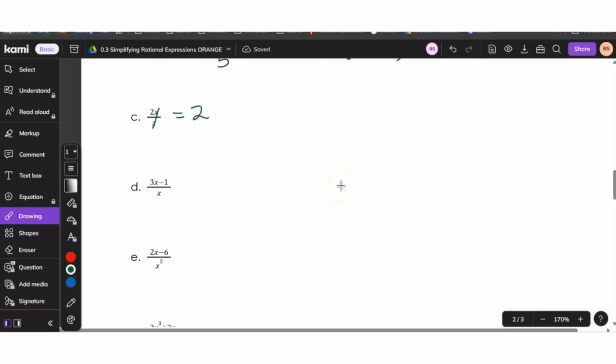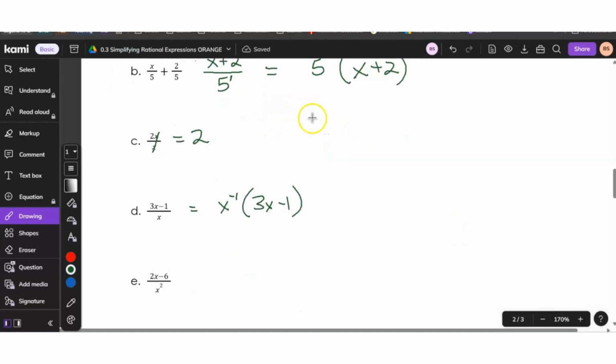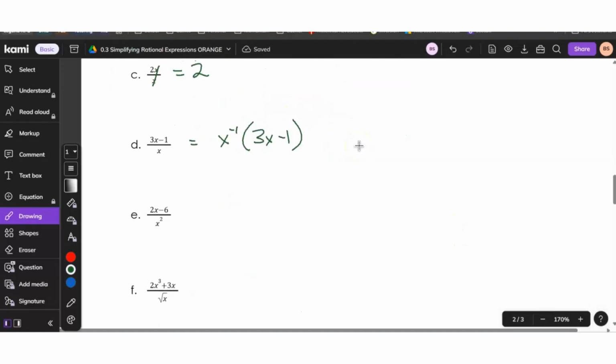So we cannot cancel those x's. So in this case, the only way to move that x to the top is the same way I moved the 5 earlier. x to the negative 1. And then I can write 3x minus 1, like that. Okay? Now, if I wanted to, I could also distribute it, which in this case is a little bit easier, but it doesn't really matter to me because we're just trying to make sure we get into the habit of writing it like this, right? Writing polynomial-like expressions. It's just to get us comfortable with it.